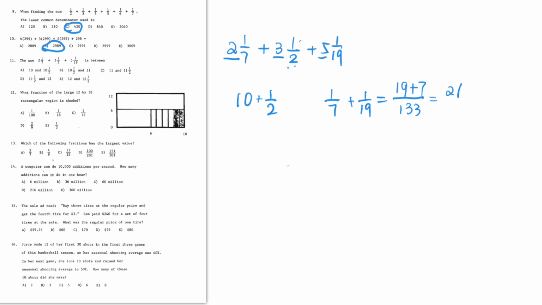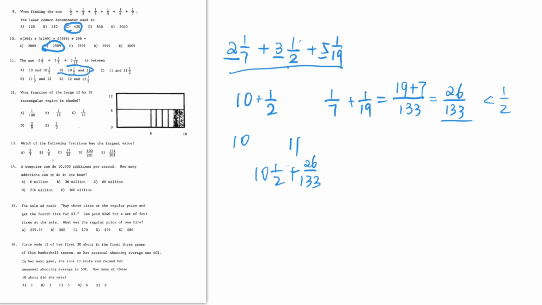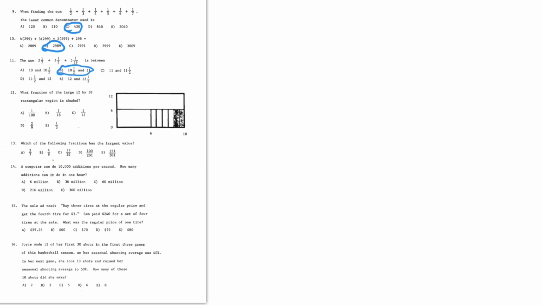That's 26/133. It's less than 1/2. So the total sum is 10 1/2 plus 26/133. So it's between 10 1/2 and 11. That's the answer B.